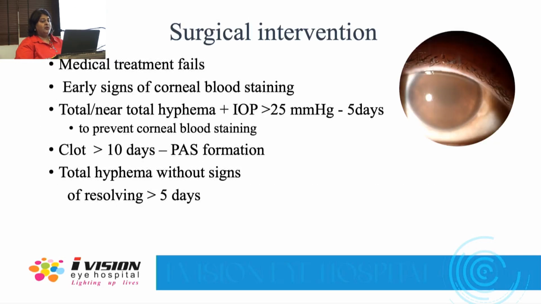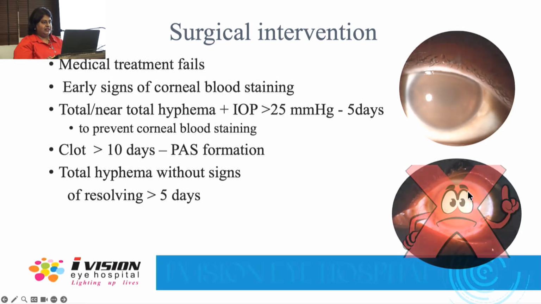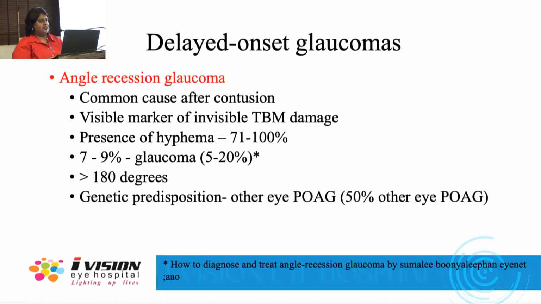The most important thing is, whenever you see early signs of corneal staining, that needs to be identified immediately. Never leave the patient in this stage of corneal staining, and this is something that you never want. Delayed onset of glaucoma is very important because patients usually forget the history of trivial trauma that they have had. Angle recession glaucoma is the most important, a common cause of glaucoma after contusion. Angle recession is the visible marker of invisible trabecular damage. Angle recession is not the cause for glaucoma per se; it is the invisible trabecular meshwork damage that has happened that is the cause for glaucoma.